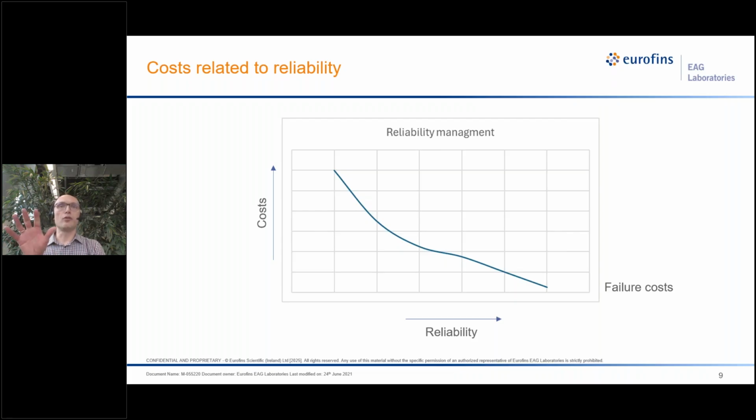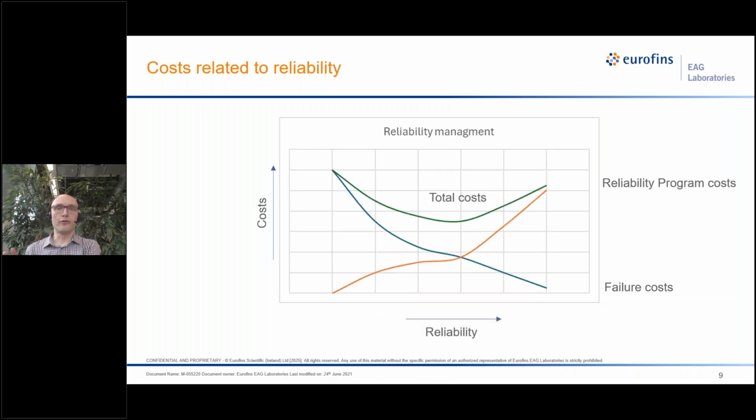The blue line shows the failure costs, and this means that if the reliability level of a product is low, it will result in a high level of failures and field returns. The cost for repairing, maintenance, or warranty claims will be high. Now look at the orange line. The orange line shows reliability program costs. Increasing reliability activities within an organization will reduce the failure costs.